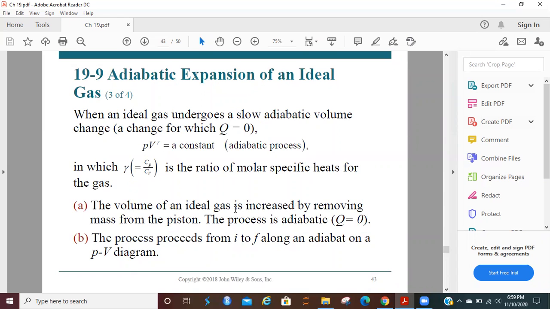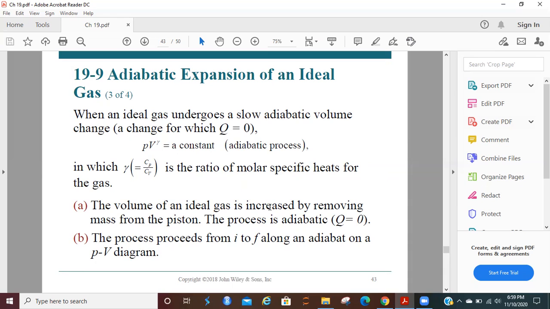When an ideal gas undergoes a slow adiabatic volume change, adiabatic means there is no heat coming out or going in. That's why Q is equal to 0. Then the pressure times the volume raised to gamma is going to equal a constant, and gamma is the ratio of the molar specific heats for the gas. The volume of an ideal gas is increased by removing mass from the piston.